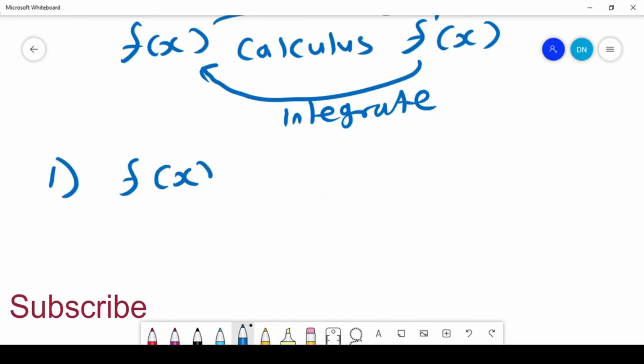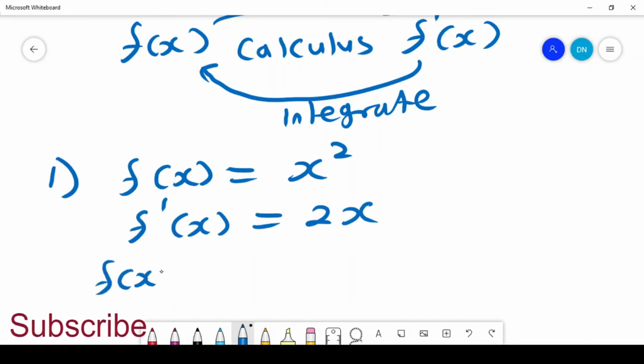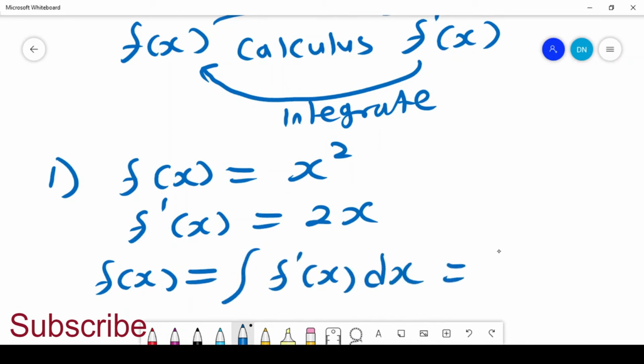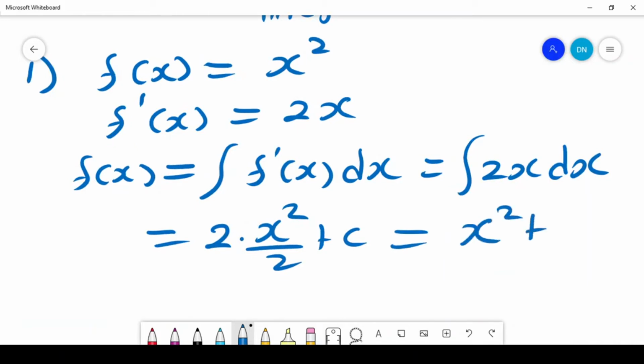Given f of x equals x squared, the first derivative of that will give us 2x. So for us to get the original function, f of x will be equal to the integral of f prime of x dx, and that is the integral of 2x dx. Using the rule of integration, we get 2 x squared over 2 plus c, which is x squared plus a constant.